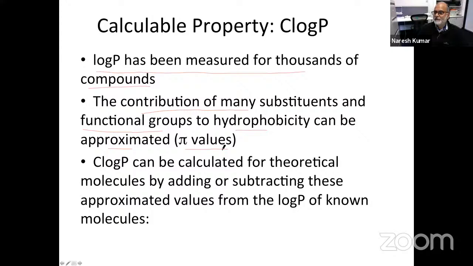And C log P value can be calculated for theoretical molecules by adding or subtracting these approximated values from the log P of the known compounds. So you can even draw an unknown structure and then calculate its log P value by taking the value which is known in the literature already for a similar compound and then adding and subtracting groups, and that will give you the value. So even ChemDraw these days, if you have ChemDraw, you can draw the structure of a molecule and ChemDraw can calculate the log P value of that compound.